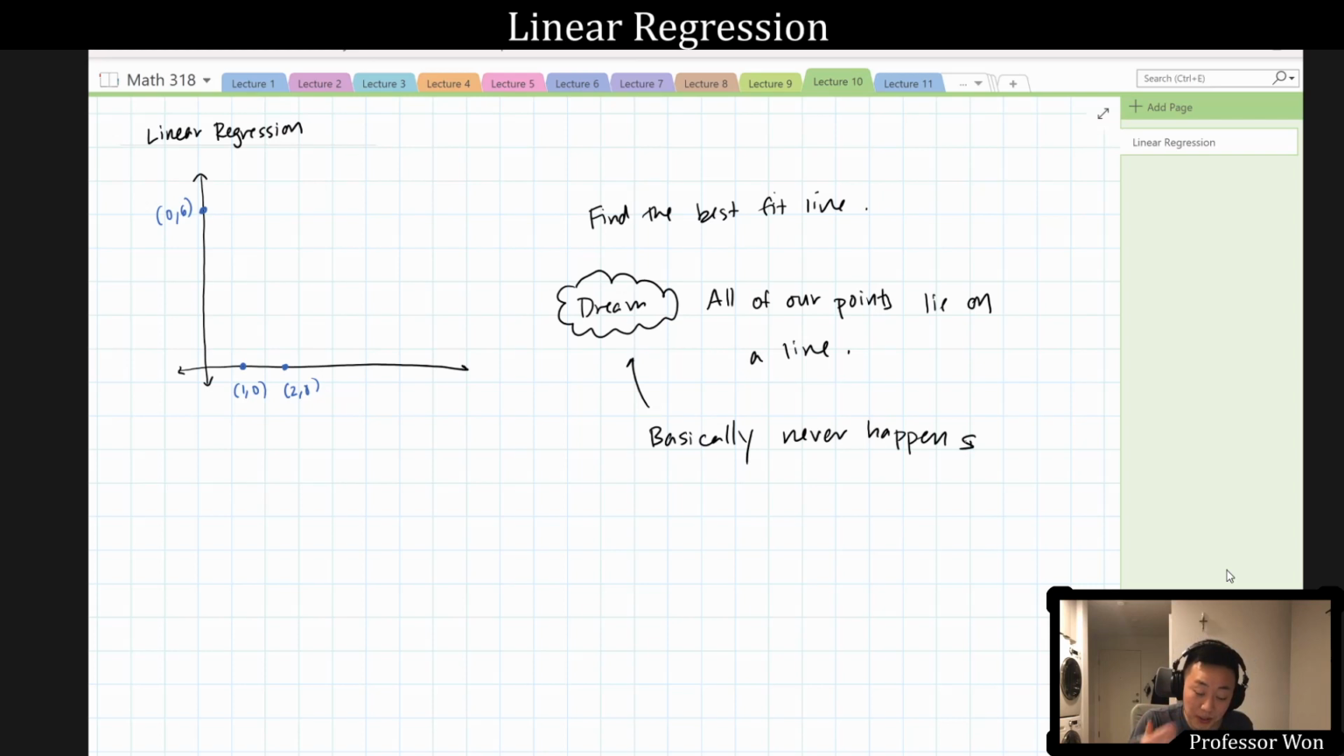So what we'll do instead is we'll try to find the best fit line, the line that's closest to all of these points in some sense. Okay, and linear algebra will help us do this. And it turns out that our linear algebra notion will correspond exactly to the statistical notion. Okay, so let's imagine that our points did lie on a line.